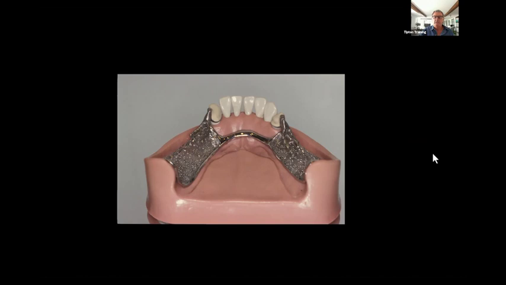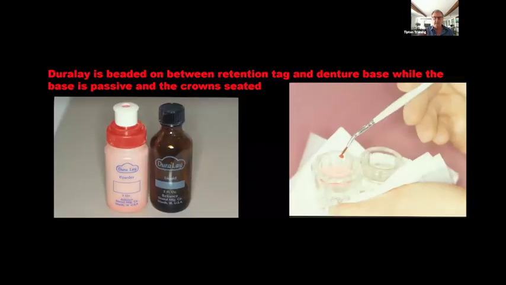So where have we got to? We've got to the stage where we were using Duralay to connect the struts to the base. So we put the tip, just the tip, into the liquid, just the tip into the powder. We pick up a ball. We now paint that ball where we want to on the strut or the base. Now, important technique following now.